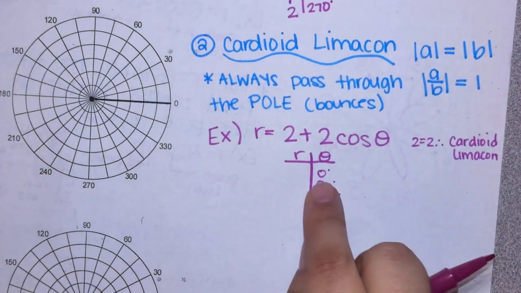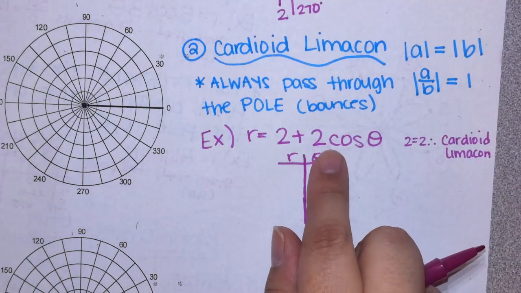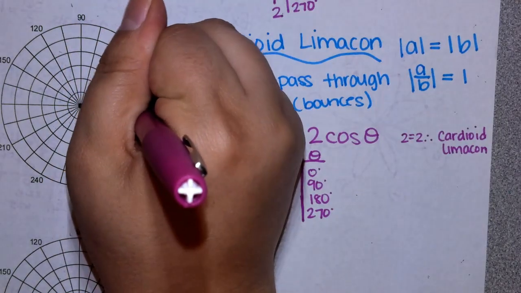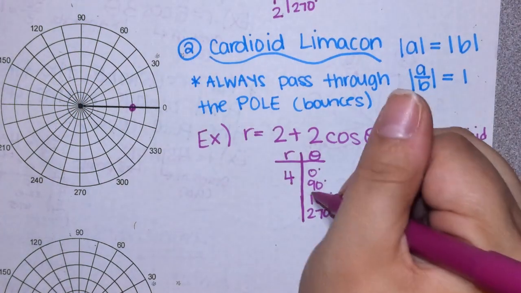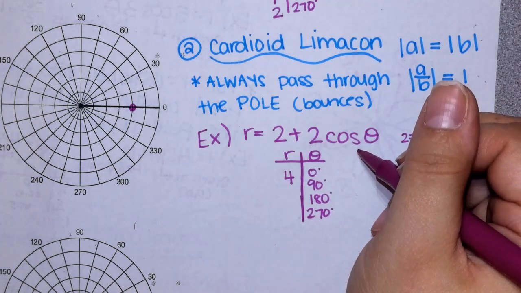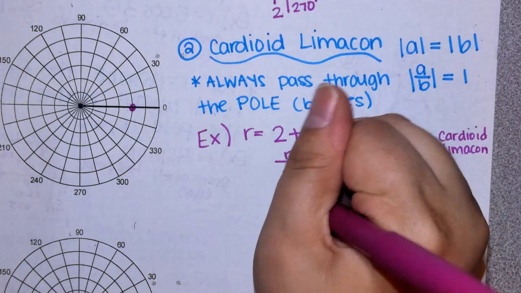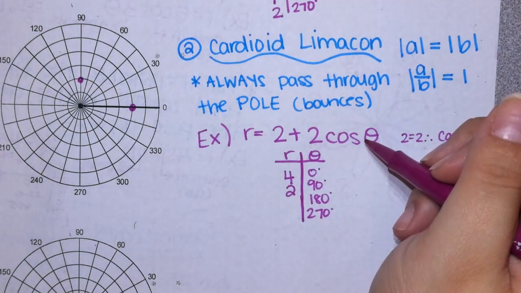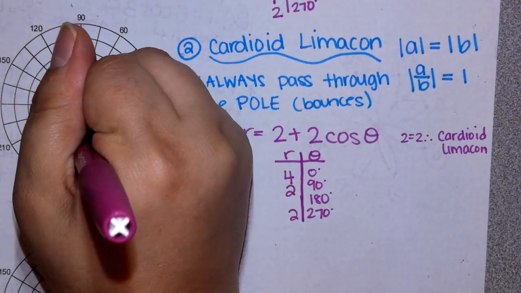All right, 0 degrees. What's the cosine of 0? Times 2 plus 2. Please plot 4, 0. At 90 degrees, what's the cosine of 90 degrees? 0 times 2 plus 2. And do you agree that the cosine of 270 is also 0? So I'm going to get 2 as well at 270. Are y'all okay with that?